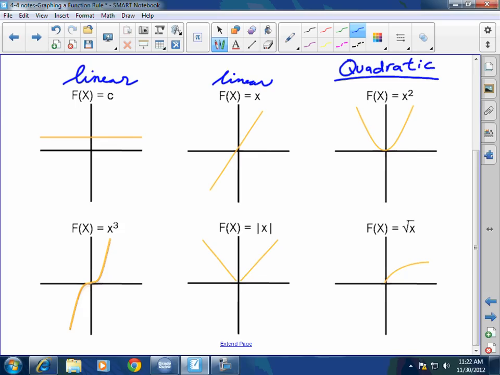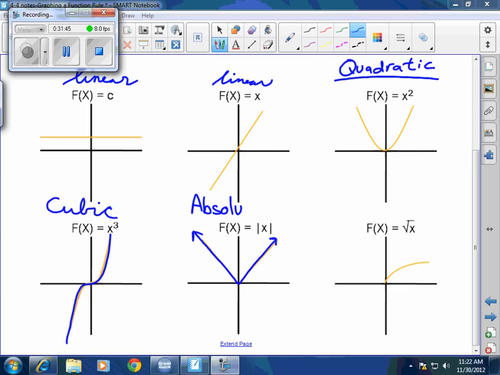When x is cubed, you're going to have this funky kind of sideways S. When x is inside of an absolute value, remember how we said absolute value has two sides? Yeah, positive and negative. Well, you're going to have a V, not a U, but a V. x cubed is called cubic. Absolute value is called absolute value. And when x is in a radical, it's called a square root function.